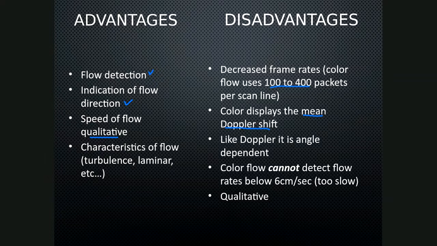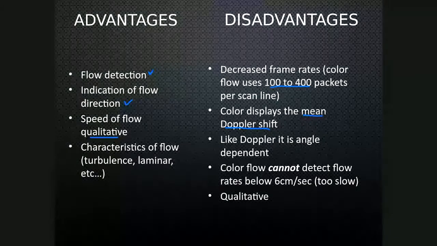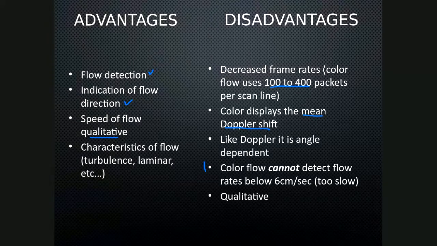And like Doppler, it is also angle dependent, but not as angle dependent. We just want to avoid 90 degrees because the cosine is 0 and we would not pick up any flow. And one of the major disadvantages of color is that it cannot pick up flow rates below 6 centimeters per second. It's too slow. So that's the major disadvantage to color flow imaging. So we have another type of color that we use for very slow flow. And it can also be considered a disadvantage to be qualitative versus quantitative.